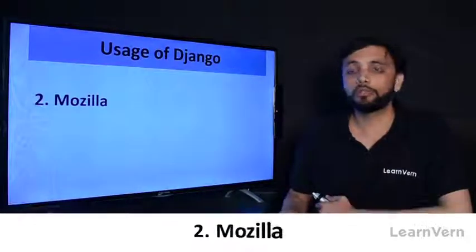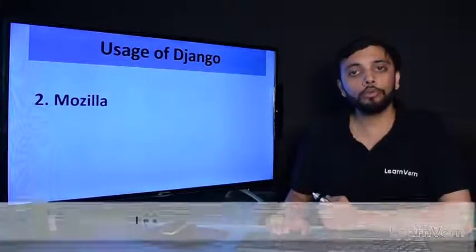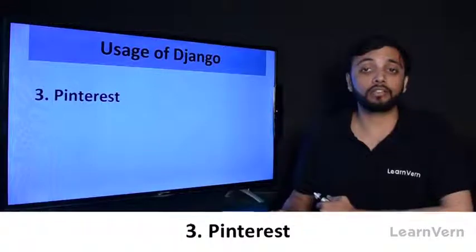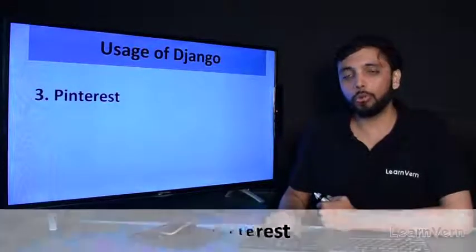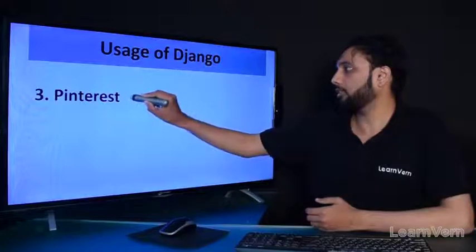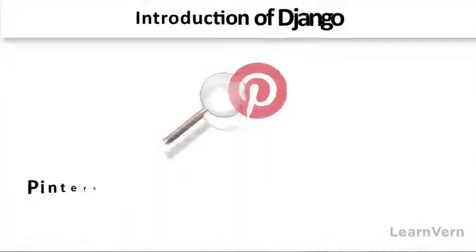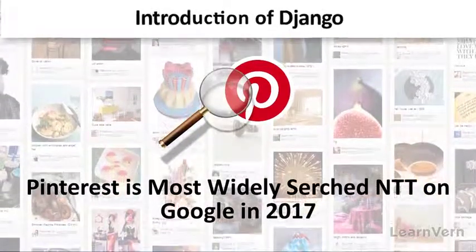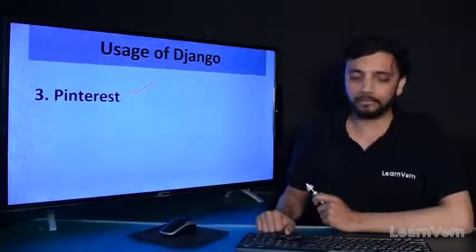Another usage of Django, Mozilla. We all know Mozilla is a web browser. Mozilla uses Django, and Mozilla is a worldwide web browser. So Mozilla uses Django because of its highly secure feature and its widely scalable feature. Also, Pinterest. You might know about Pinterest, or you might not, but Pinterest was the most widely searched entity on Google in 2017.